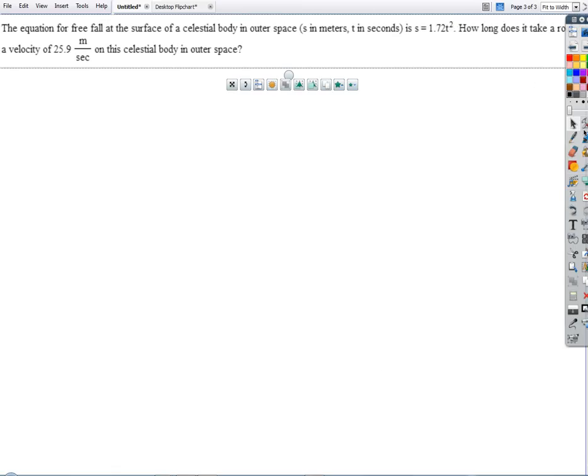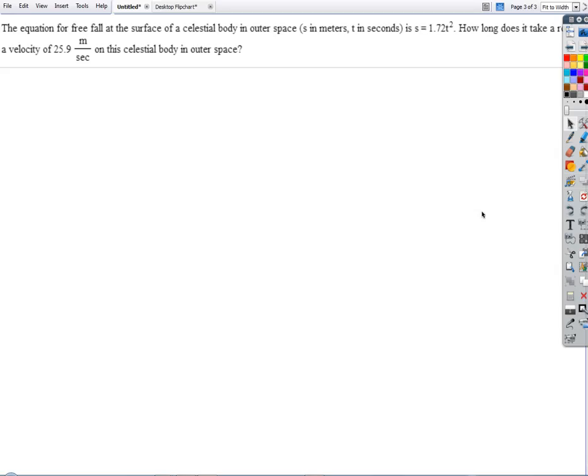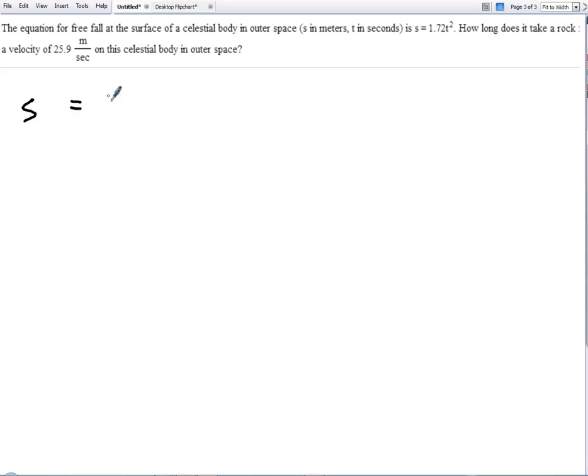Yeah, I shortened this just a bit so you could read it. So we've got the equation for free fall at the surface of some celestial body in outer space. Now it's really better to write this as S of t, especially with physics stuff, because it reminds us that position is a function of time. This is the independent variable. You don't have to, but in physics that's a good habit.